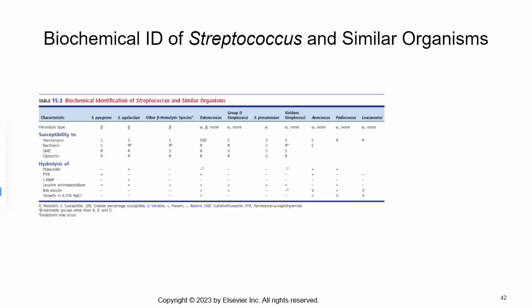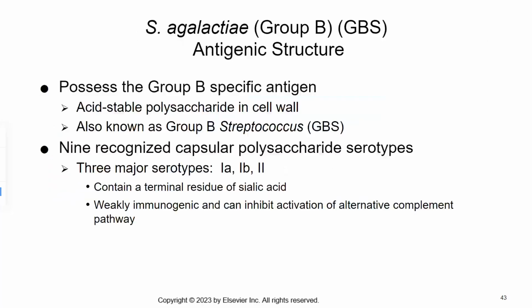So this is a table that shows you susceptibility to various antibiotics and the groups broken down here. This is another good table to review when creating your flowcharts to differentiate the different species. So, switching gears to group B strep or Streptococcus agalactiae. This possesses the group B specific antigen, an acid-stable polysaccharide in the cell wall, also known as group B Streptococcus.